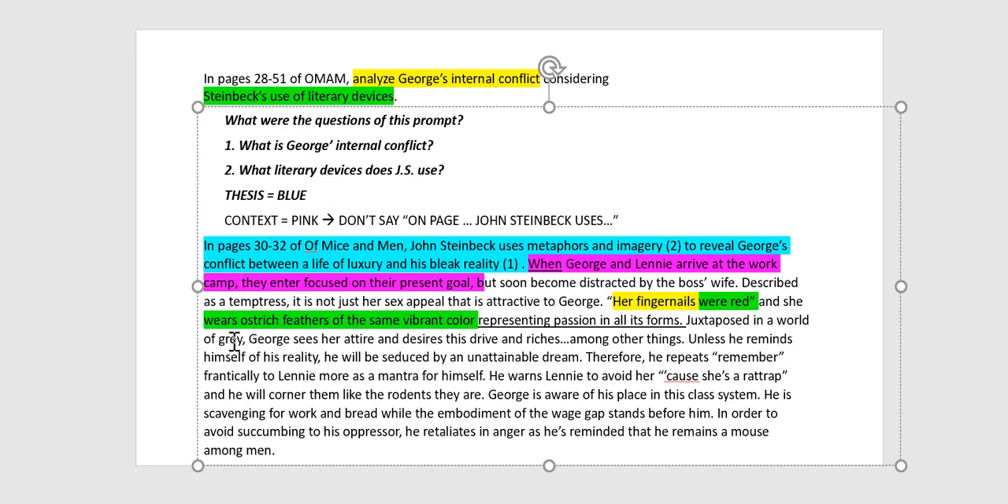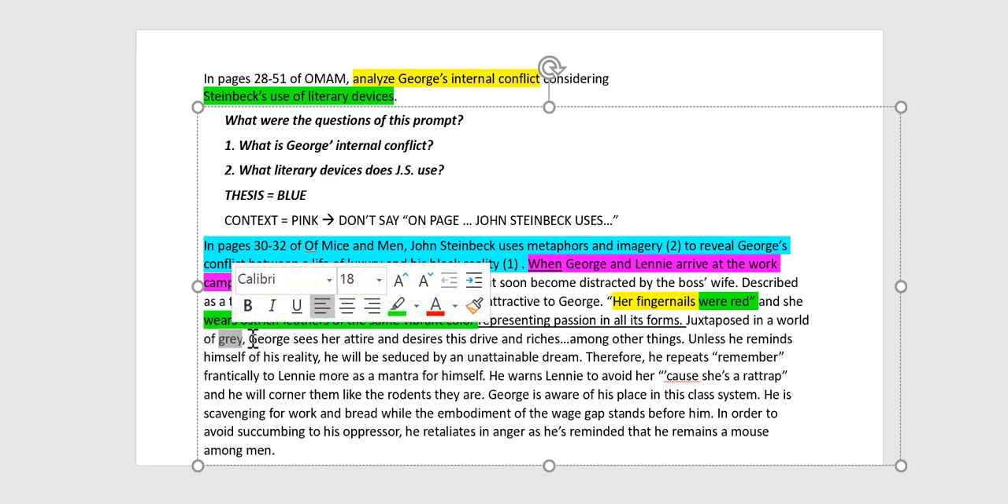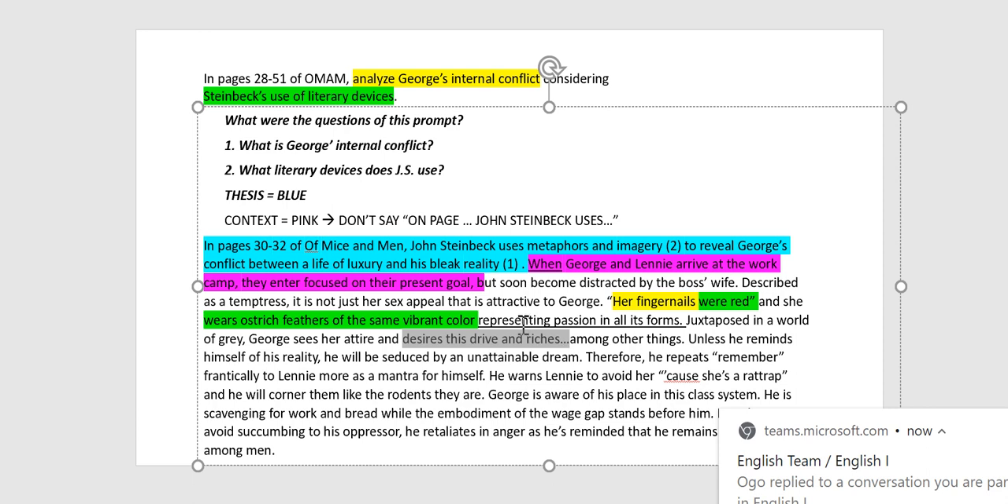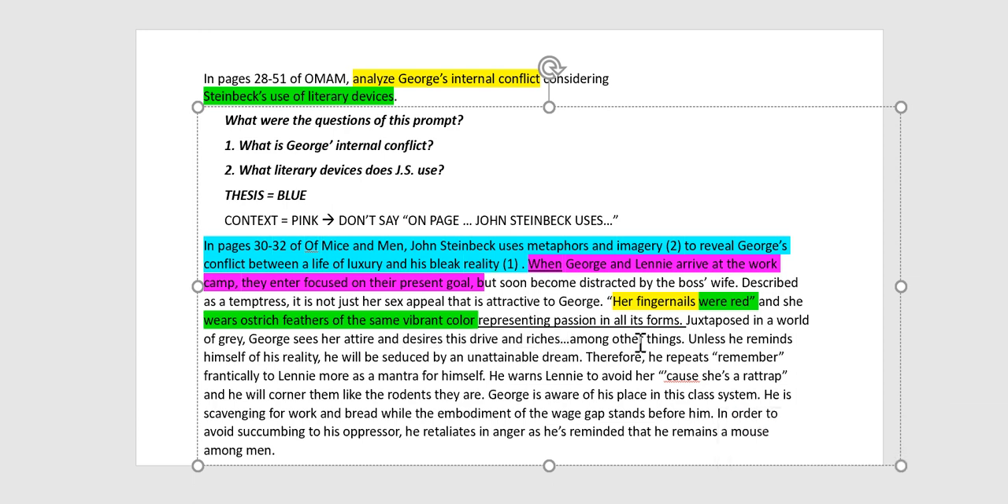It should be connected to the conflict. Juxtaposed in a world of gray, I'm thinking about colors still and the contrast in these colors. George sees her attire and desires this drive and riches. Okay, so I'm talking about his desire, what he wants. So I'm doing a bit of analysis about the conflict. What is he torn between? Well, I said in my thesis, he wants this life of luxury. He desires this drive and riches, and that's what I'm getting out of this imagery here, among other things.